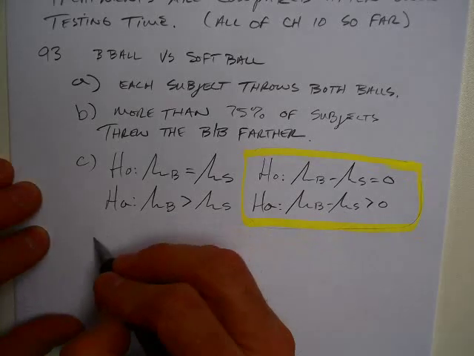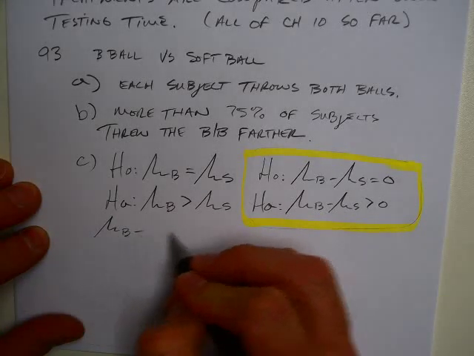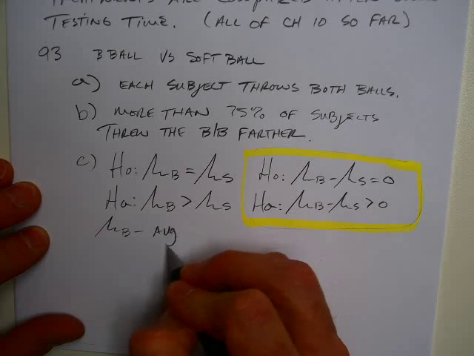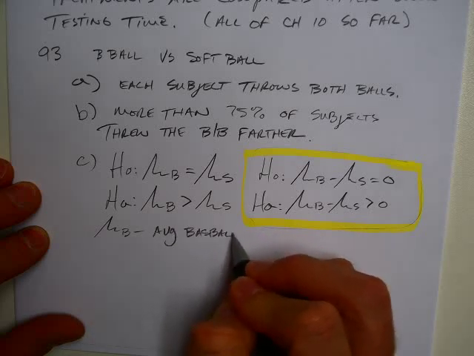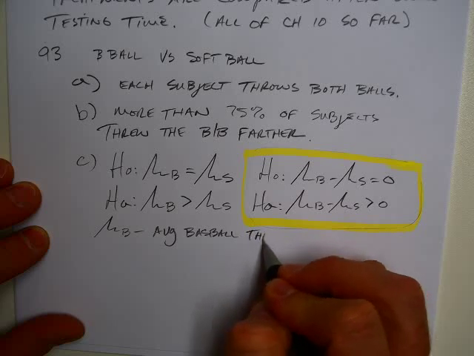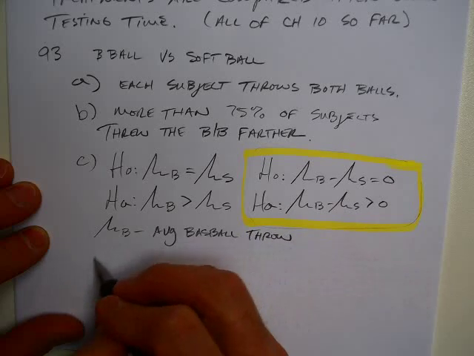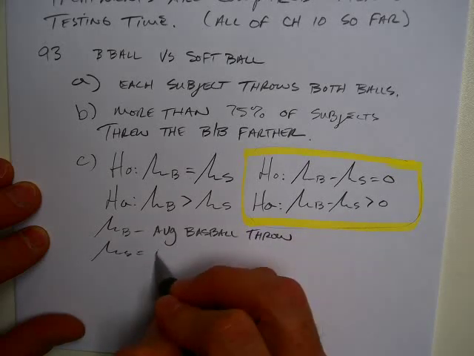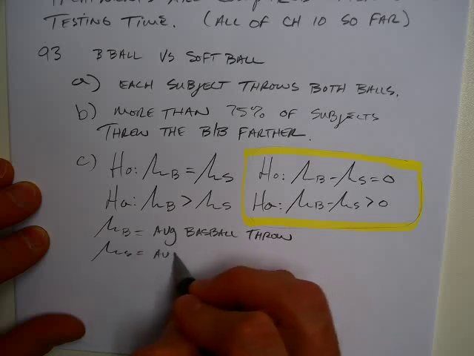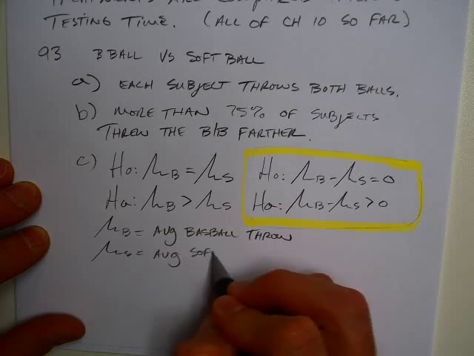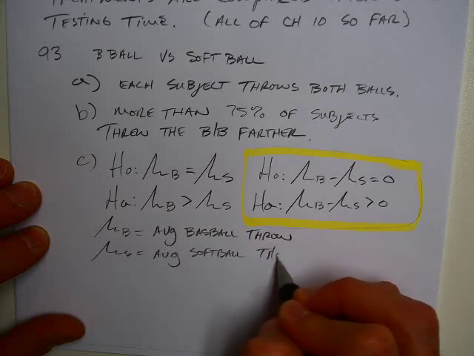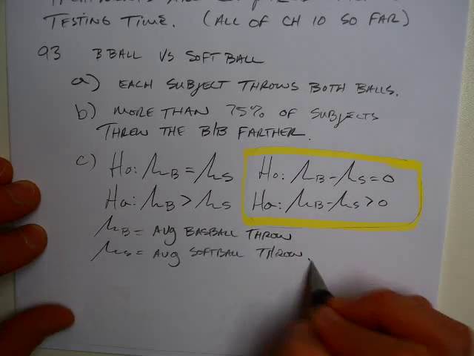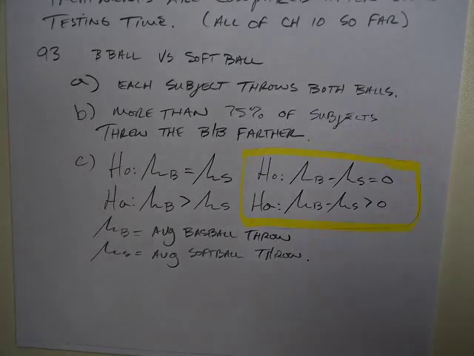So what's mu of B? That's the average baseball throw length. Mu of S is the average softball throw length. So I've defined my parameters.